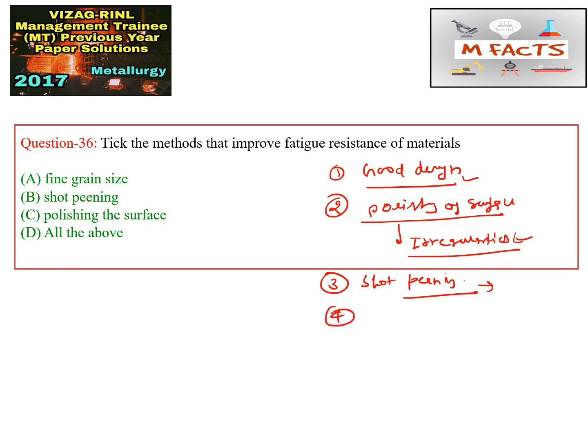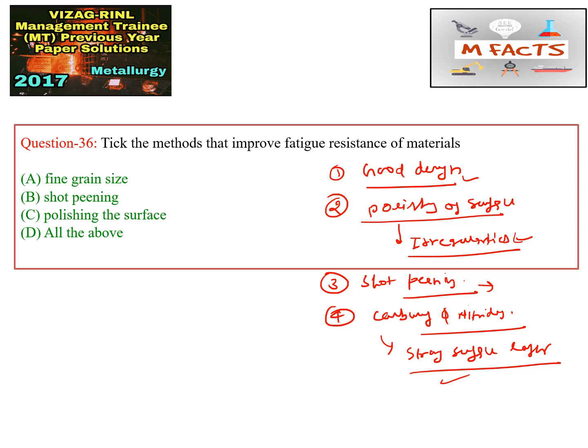Fourth thing is carburizing. We can say surface hardening, carburizing and nitriding. Basically, in carburizing and nitriding, we introduce a strong surface layer. A strong surface layer also resists cracks, and they can also improve the fatigue resistance. So this is also good for fatigue resistance.